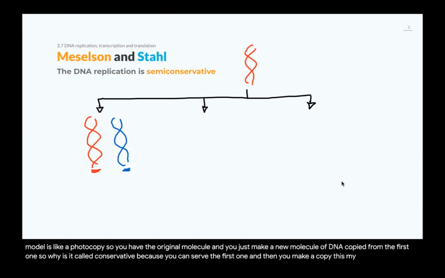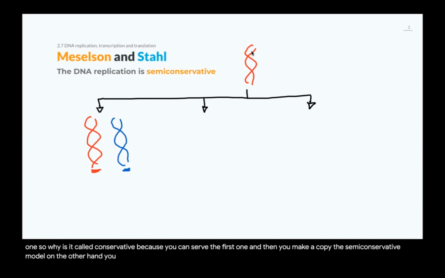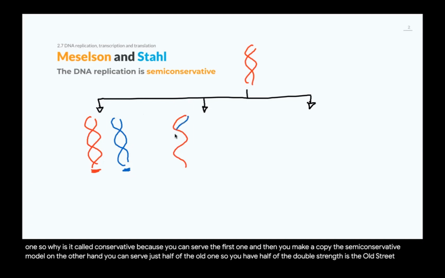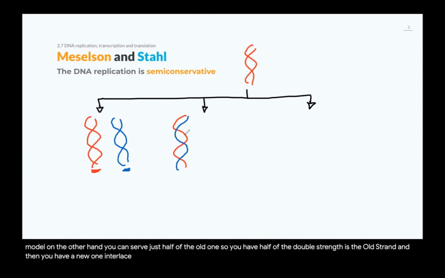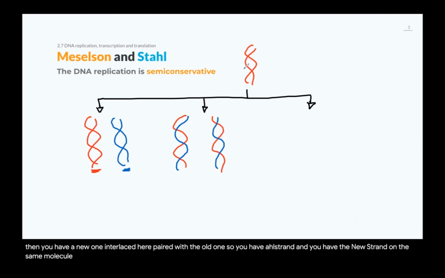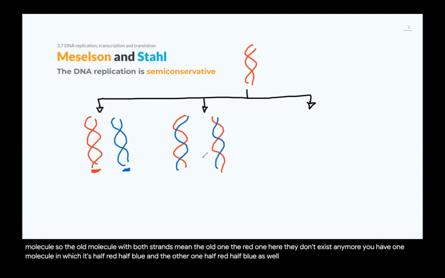The semi-conservative model, on the other hand, conserves just half of the old one. Half of the double strand is the old strand, and then you have a new one paired with the old one. So you have the old strand and the new strand on the same molecule. The old molecule with both strands old, the red one here, doesn't exist anymore. You have one molecule that is half red, half blue, and the other one half red, half blue as well. This is the semi-conservative model.